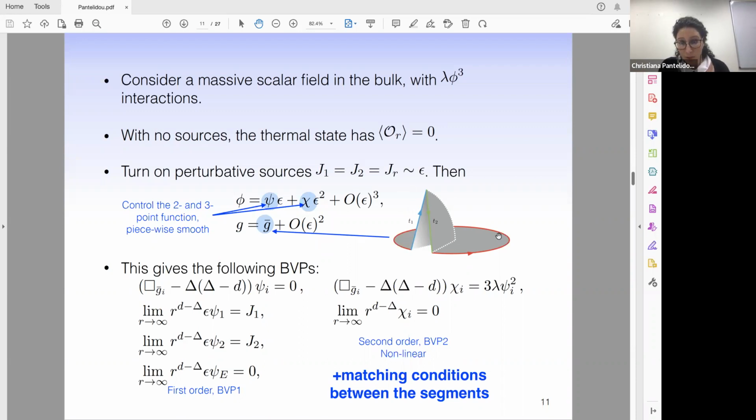So we consider our geometry just simply being what Skenderis-van Rees told us to be. We'll have the simplest case, 2 segments of a Schwarzschild black hole plus the Euclidean cigar. Then we plug this sort of ansatz in our equation of motion for the scalar field, and we'll get 2 boundary value problems, one at order 1 and one at order 2.